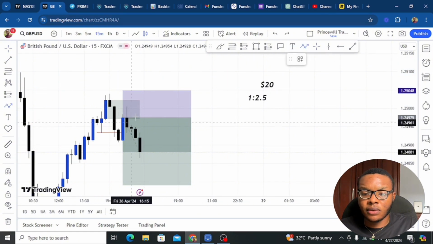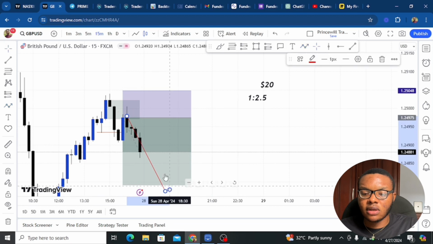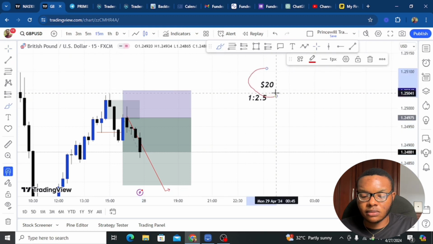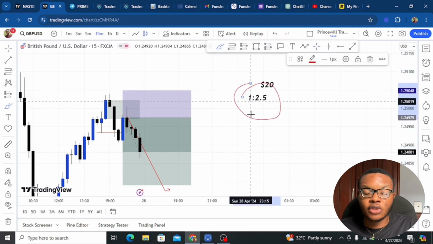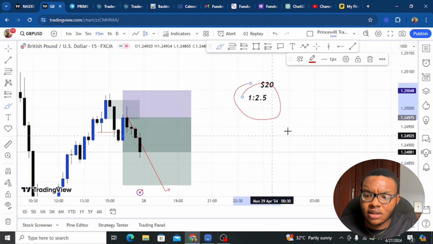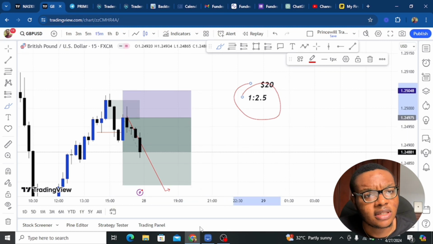And if it goes in your favor, you make 20 times this. You make 20 times 2.5, right? 20 times 2.5 is about, I think, 50. Because if it's 20 times 3, it's going to be 60. If it's 1 to 3, it's going to be 60. So it's 50. All right.